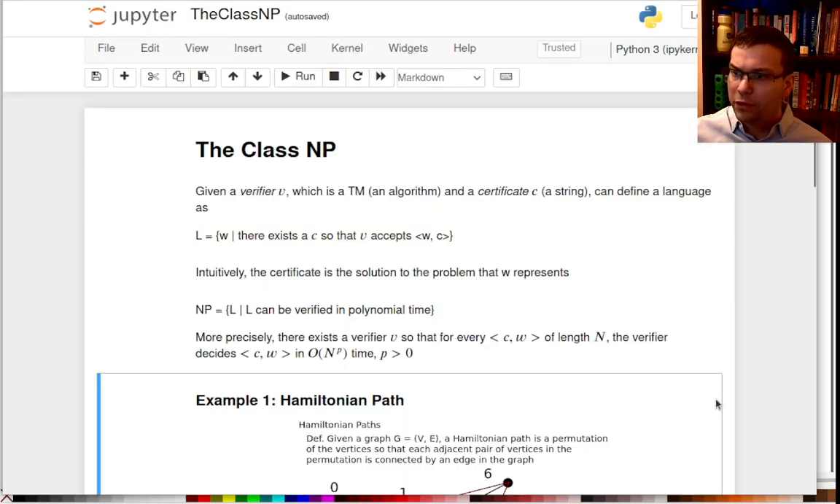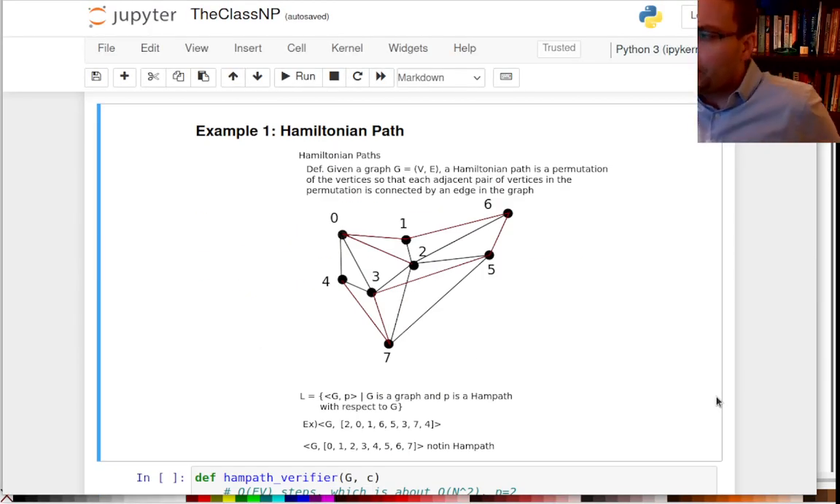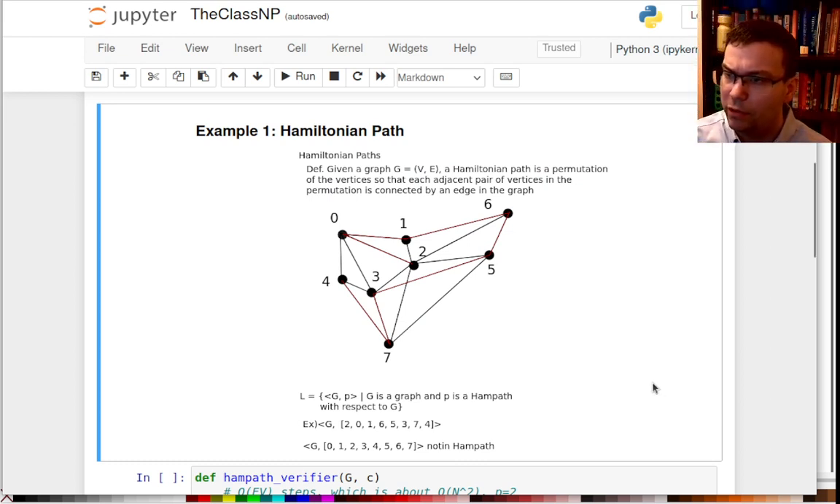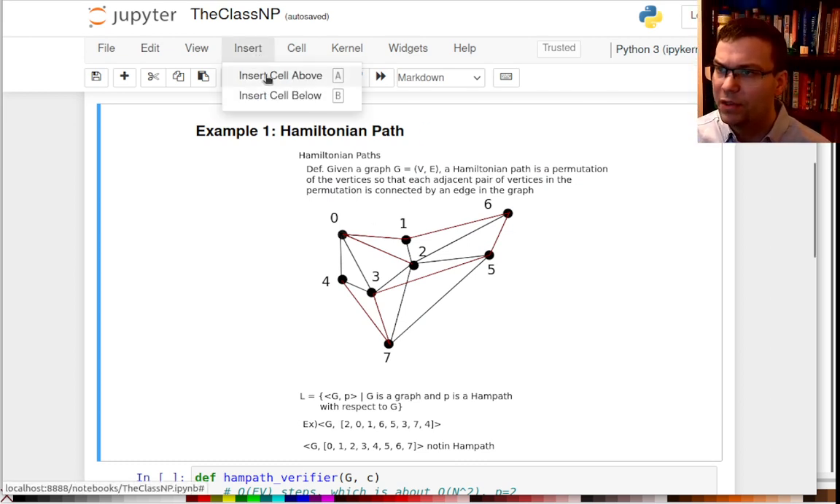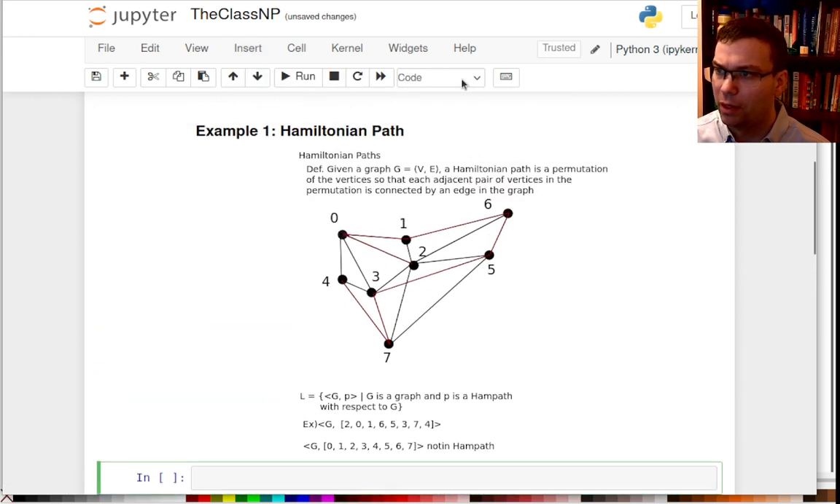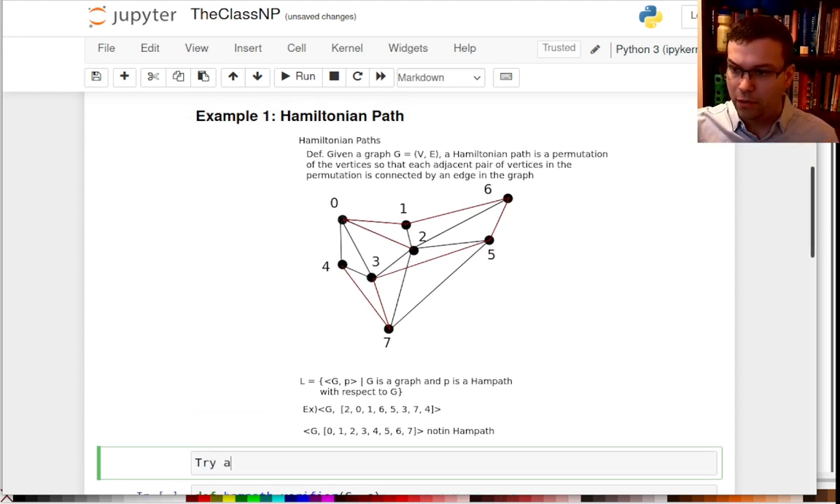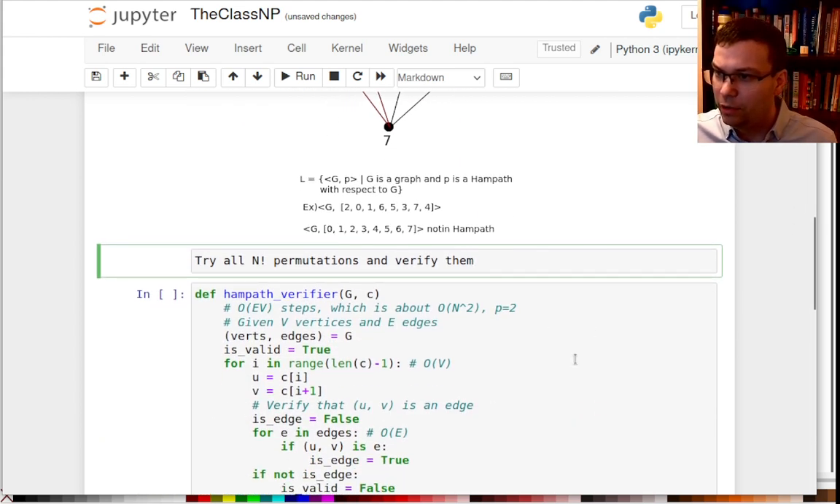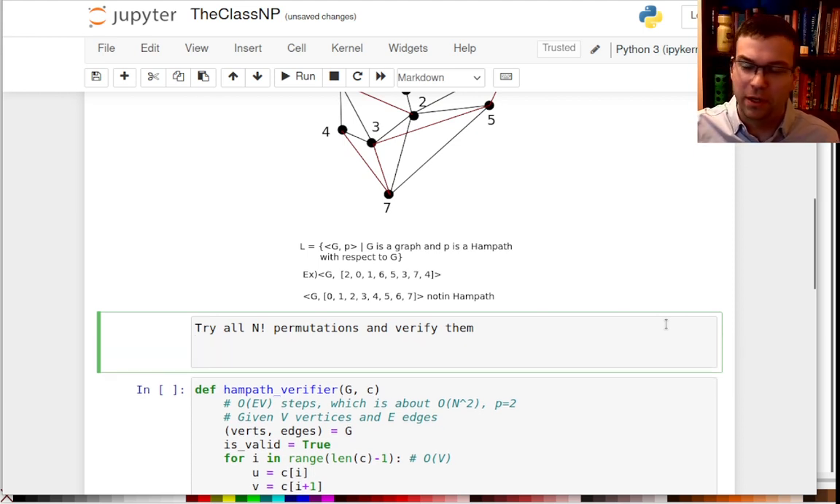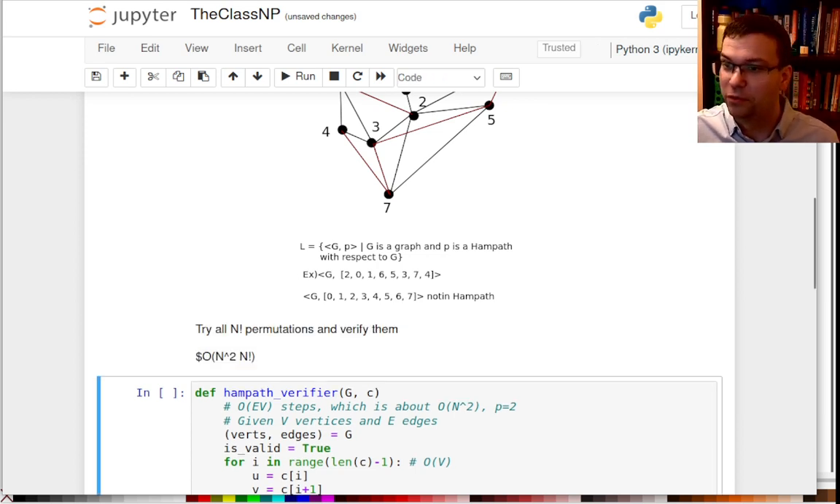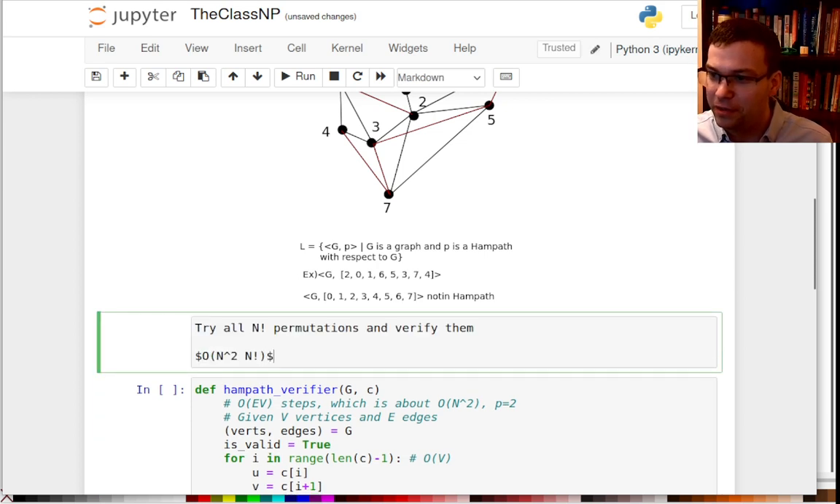If I go back to these problems here, I know that problems in NP can be verified in polynomial time. But it's not so clear that they can be solved in polynomial time, right? I can make a naive algorithm for the Hamiltonian path: try all n factorial permutations and verify them. I came up with an n squared verifier, so that would all in all take big O of n factorial times n squared time, which is terrible. That is not polynomial time, right?